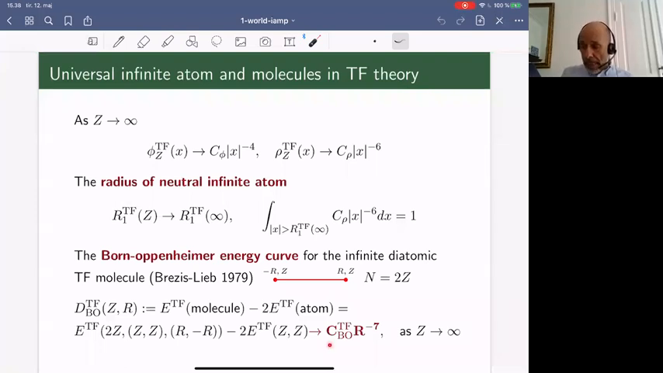Notice that this constant is positive. So in fact, this is an expression of what's called the no-binding theorem. The molecule always has higher energy than the atoms. Here it's said in the limit, but it's even true for every finite value of z that this quantity is greater than or equal to 0. That's the Teller no-binding theorem. But as I let z go to infinity, it converges to a purely repulsive curve that behaves everywhere as R to the minus 7. So two infinite atoms in Thomas-Fermi theory are repelled by a repulsion that behaves like R to the minus 7.